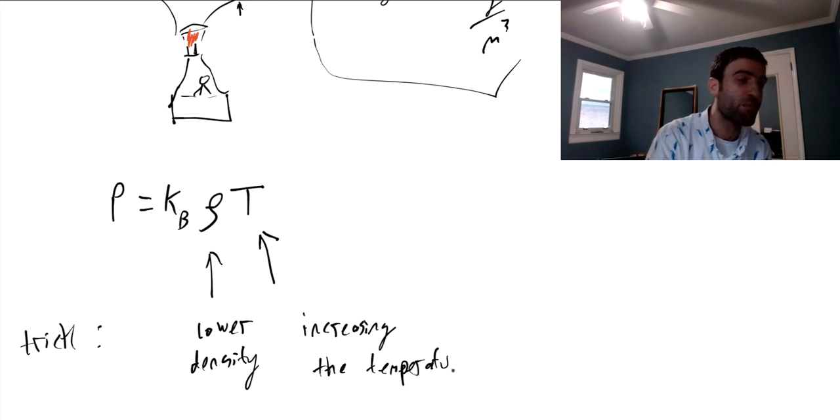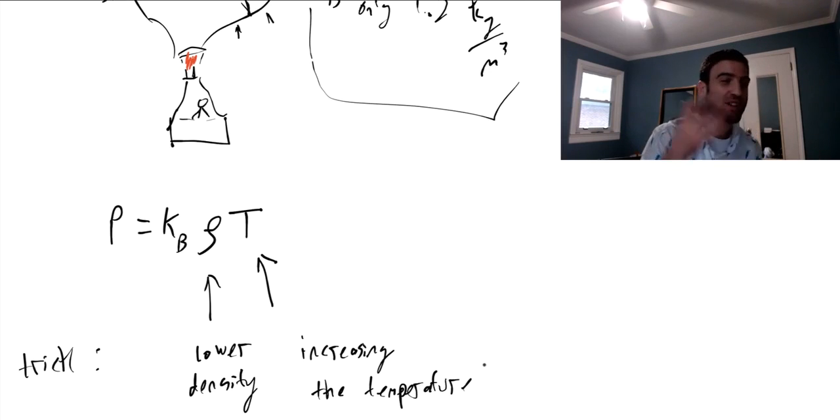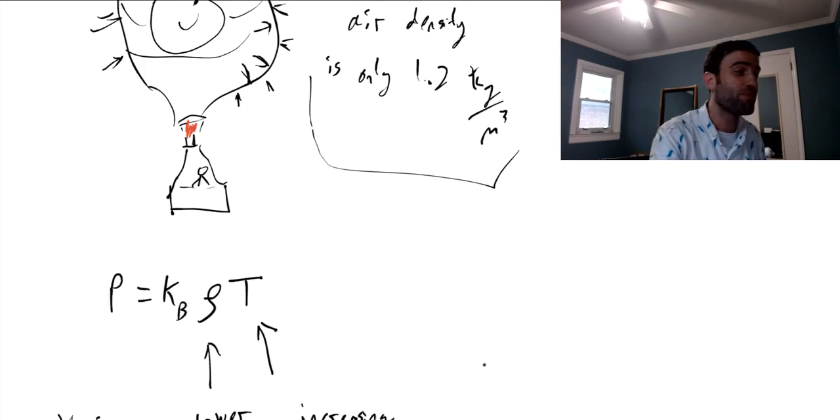So we fill the balloon up, not with a different substance like helium, but with a hotter, lower density version of the same substance. There's fewer particles inside the balloon, but they're moving faster, so they have the same pressure acting out against the balloon as the atmosphere does acting in on the balloon.